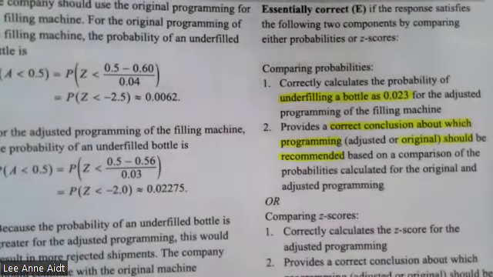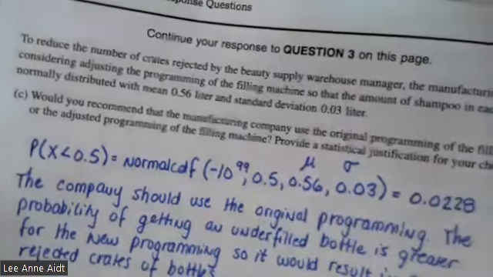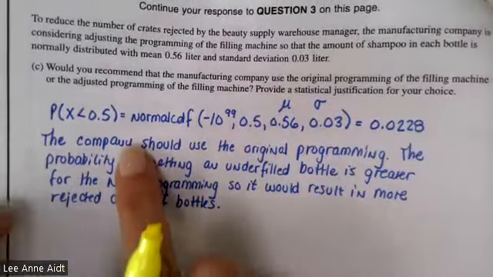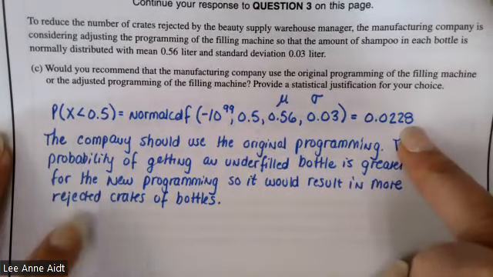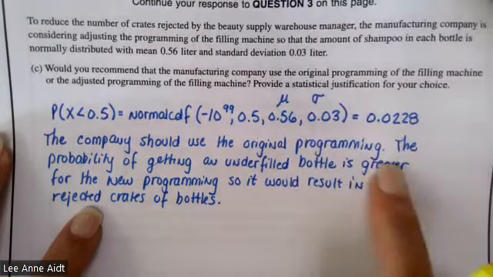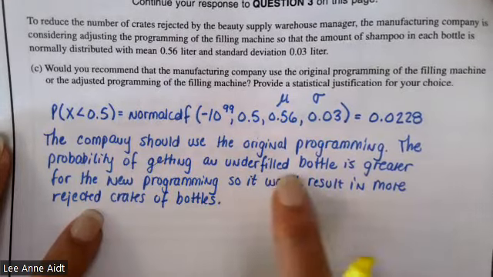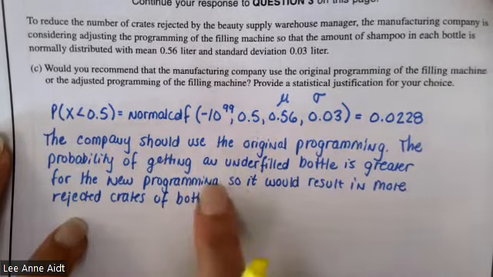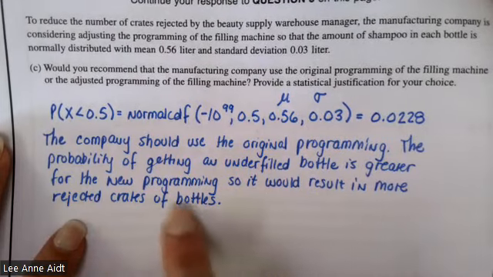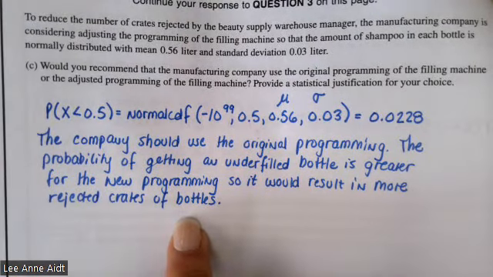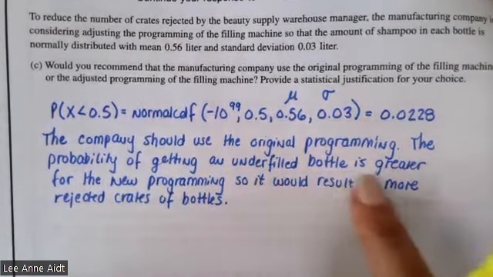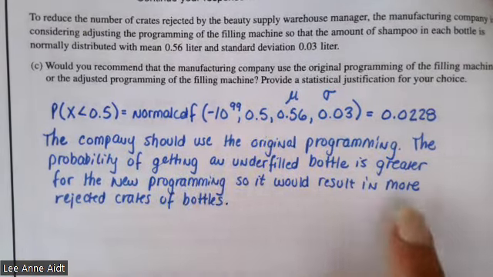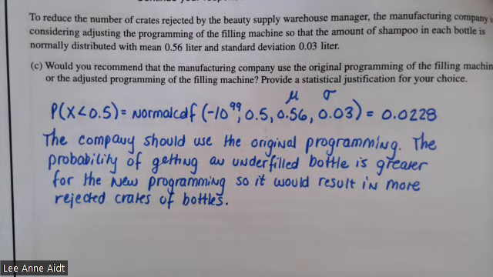And why? I said, here's my normal CDF boundary labeled 0.0228. The company should use the original programming. The probability of getting an underfilled bottle is greater for the new programming, so it would result in more rejected crates of bottles. And you could flip this, of course, and say the probability of getting an underfilled bottle is less for the original programming, so it would result in fewer rejected crates of bottles or something like that.